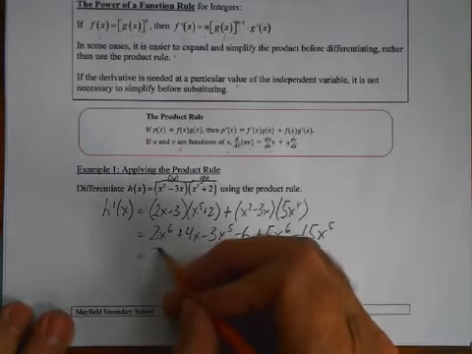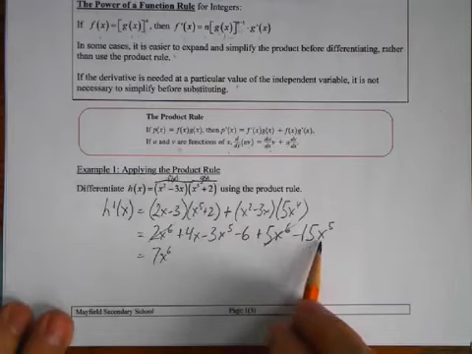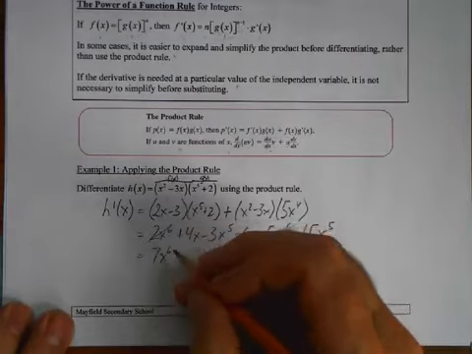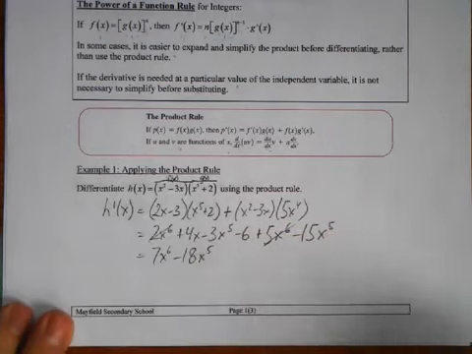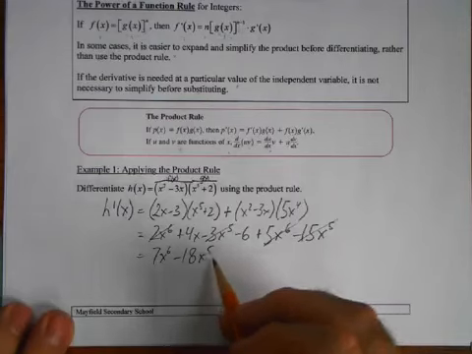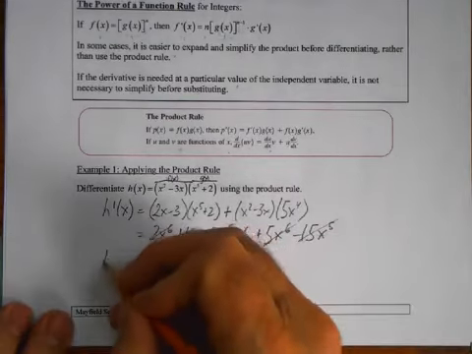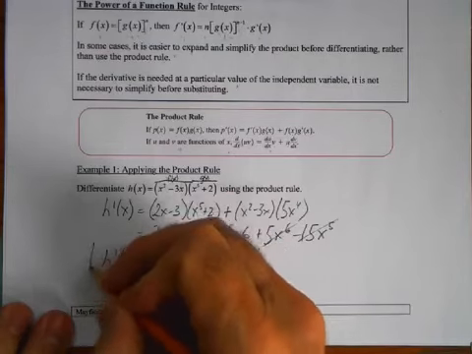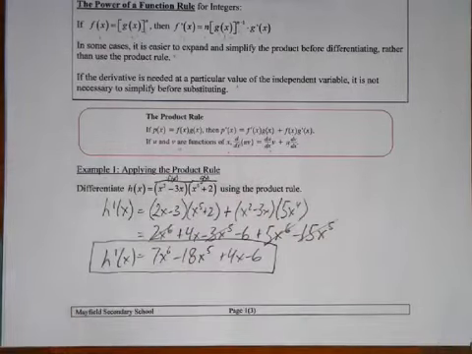So I've got 7x to the 6th from those two, I've got minus 3 with the minus 15 here, so that's going to be minus 18x to the 5th. So that's those two. And then I've just got what's left over here, plus 4x minus 6. All right, so there's our derivative of h. h prime of x is that.